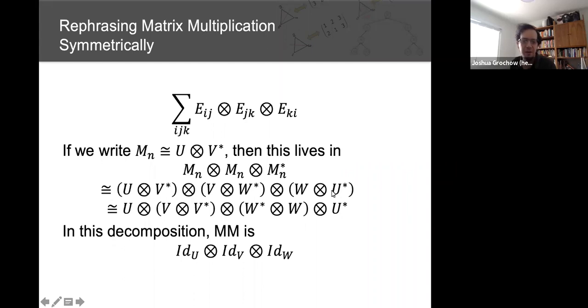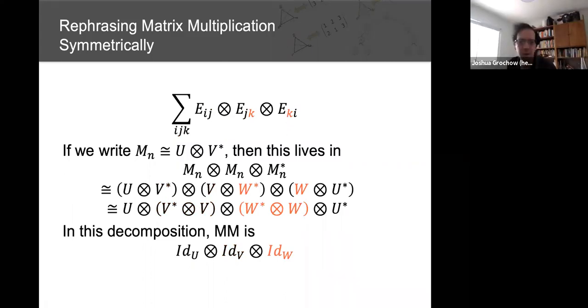And now in this big tensor product, if I re-parenthesize, matrix multiplication, it turns out, is really just a tensor product of 3 identity matrices, but they're sort of twisted. So this identity on U comes from collapsing this U with this U star, which is the same as saying that's why I'm summing over the same index I here and here, right? And similarly, this identity matrix on V, it's collapsing this V and this V star, which is the fact that the same J appears in the column index of the first one and the row index of the second one. And the identity on W, same with this K here.